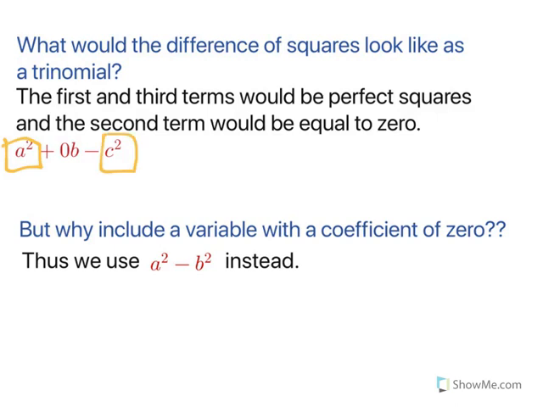We still have our difference happening, but now we also have a middle term, a second term, where we have 0b. But why include a variable with a coefficient of 0? Thus, instead of doing that, we write it as a squared minus b squared.